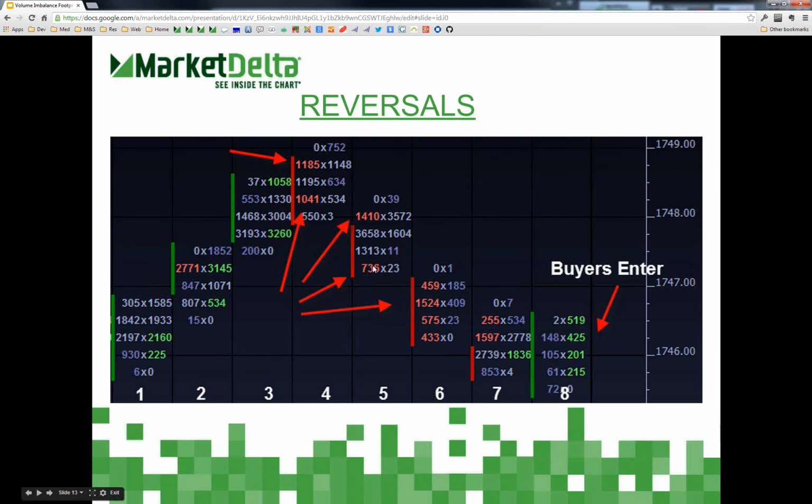So here you could use this information to stay short, potentially add to the short, just to help you manage the trade. There's nothing like getting good location on a trade and then, if you get short, seeing the sellers come in and confirm that. That adds a lot of confidence.